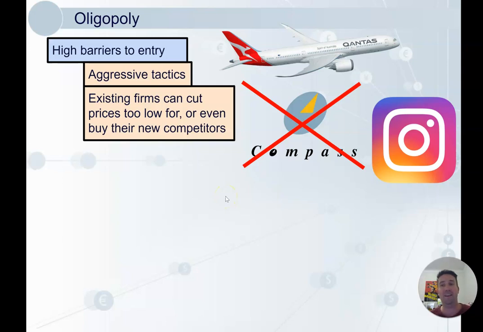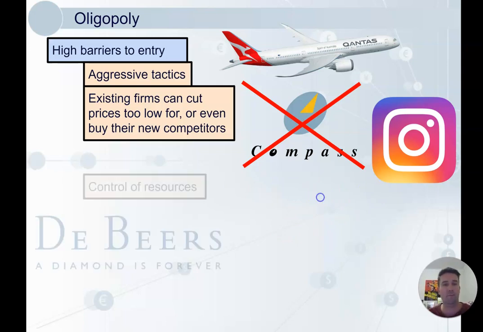Another aggressive tactic. We recognize this logo, Instagram. They were a competitor to Facebook. So what did Facebook do? They bought it. They just bought Instagram, and then they didn't have to worry about them competing. So it's another way that firms can protect their area.